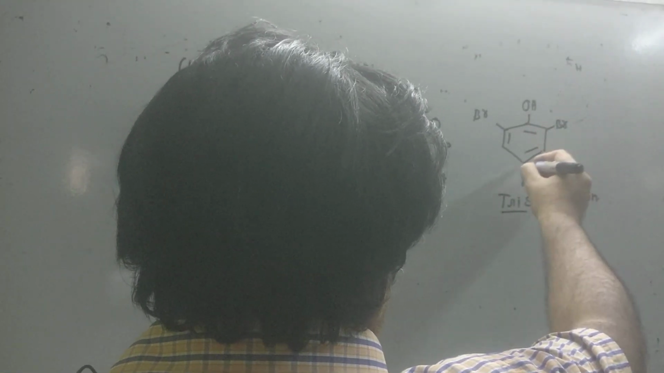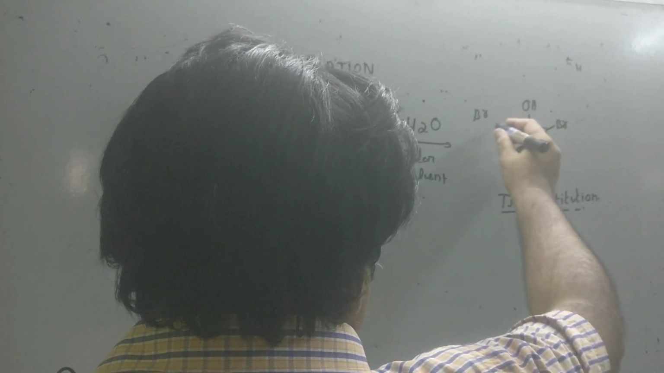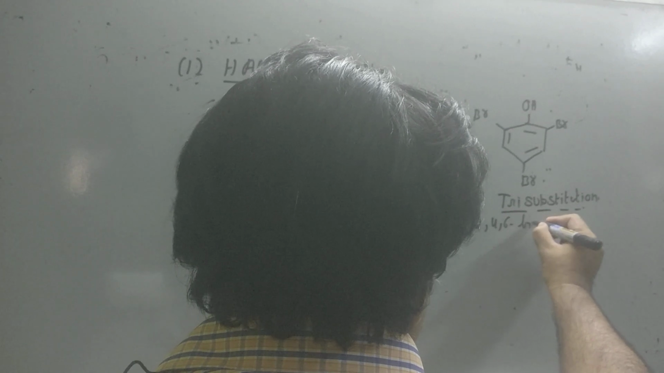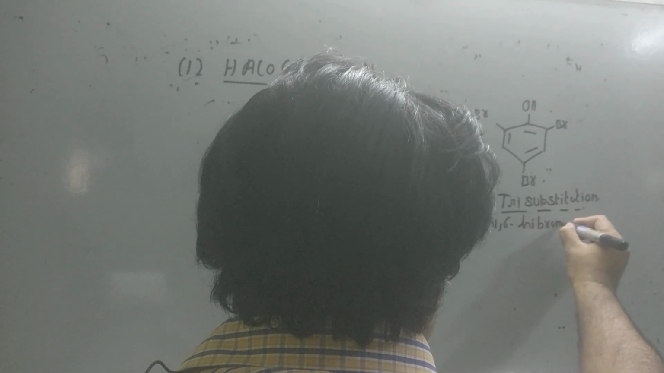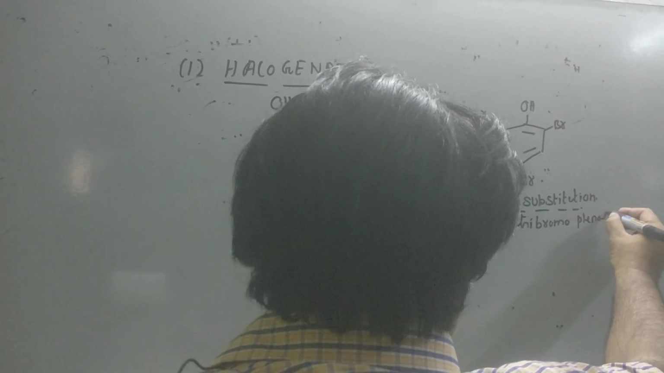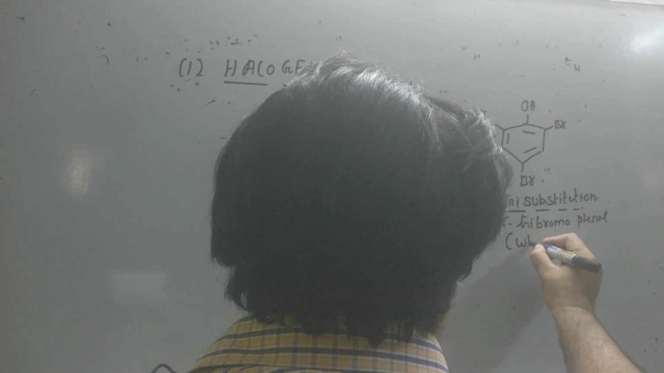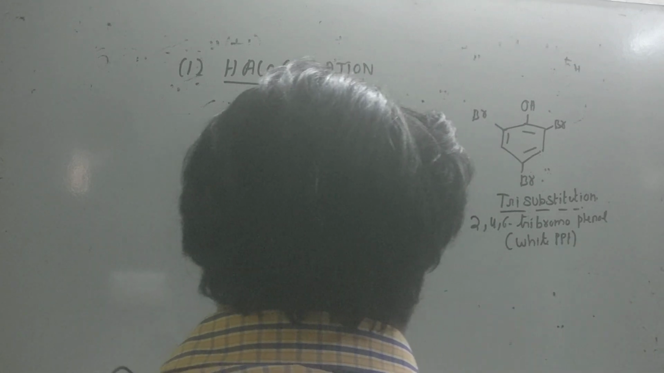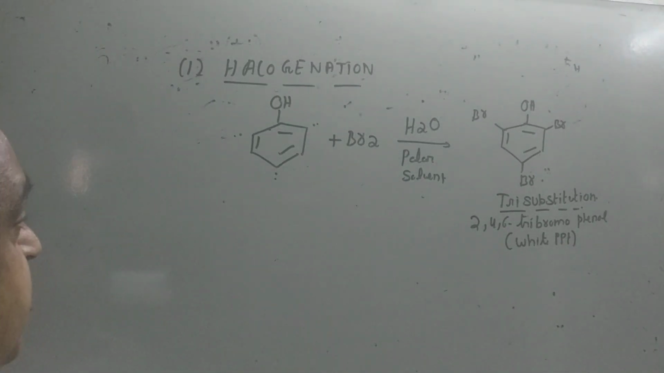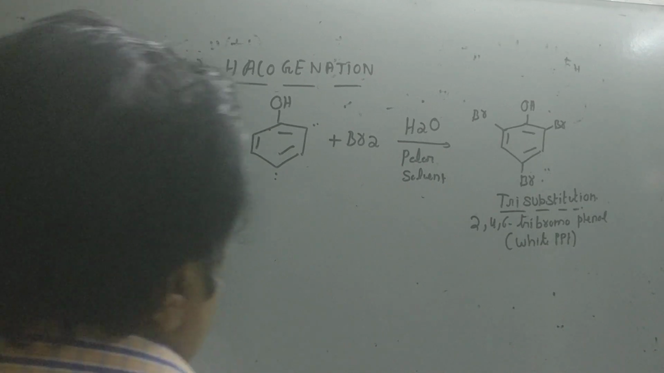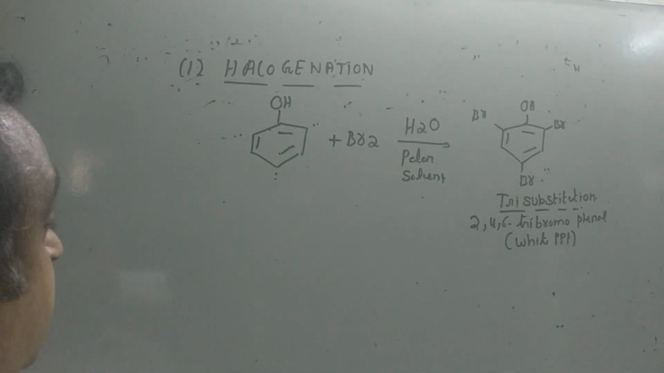What will be the IUPAC name? Numbering 1, 2, 3, 4, 5, 6, the substituents are at 2, 4, 6. So it will be called 2,4,6-tribromophenol. And in fact 2,4,6-tribromophenol is a white precipitate. So it can also be taken as a test for phenol. If you put bromine water into any unknown compound and you get a white precipitate, the compound may be phenol. Phenol gives a white precipitate with bromine water.